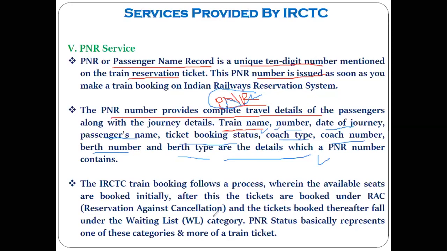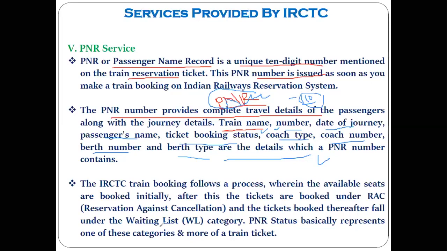Understood? Another important information that you can get is where actually the train is now. You are getting what I'm asking. Suppose you have booked the ticket and that train number is 110. Today you want to check where actually this train is traveling. Utilizing the PNR number, you can also get that kind of information. Got the point?